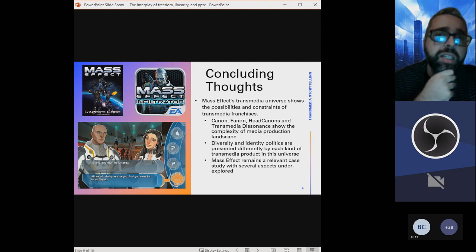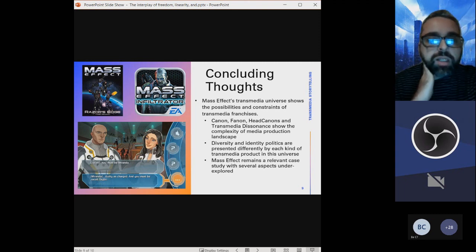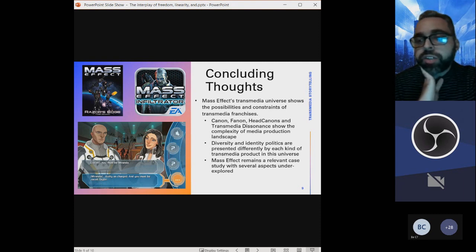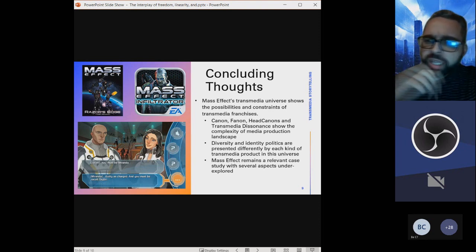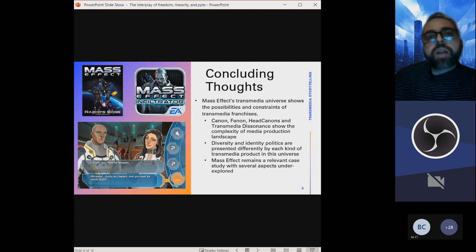And Mass Effect remains a relevant case study. I still think there are several aspects that are underexplored in Mass Effect. So I'm very curious to see what Stephanie is talking about with the mutant and all that, and other people here in the chat who seem to be also doing their PhDs with Mass Effect as case studies, and this approach from archaeology that I've never really thought about, but would still be another big thesis as well. There's so much interesting research that can still stem from Mass Effect, which I think shows the strength and the potential of this franchise.